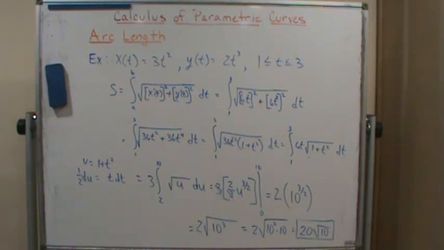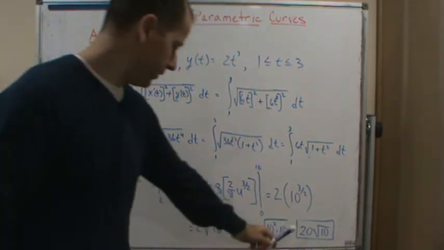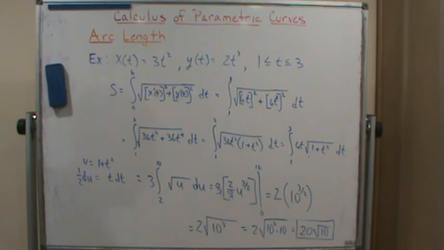Okay, so the arc length for this parametric curve from 1 to 3 for t is 20 times the square root of 10 units.